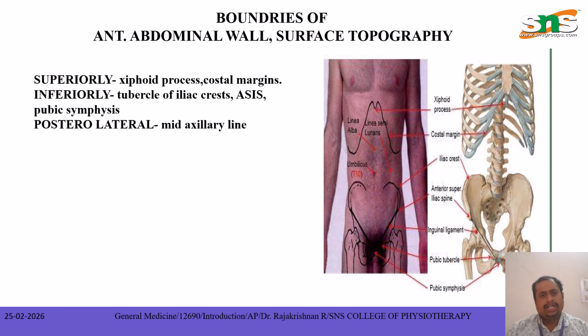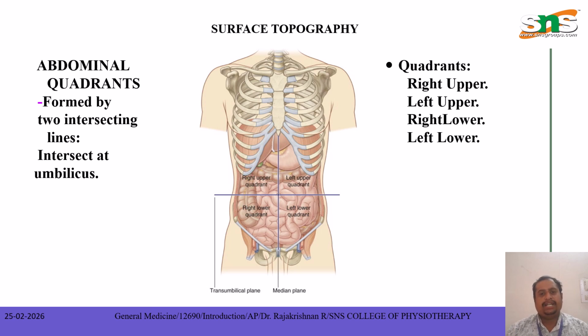Then, as we see, it is the anterior abdominal wall. In the anterior abdominal wall, superiorly it is bounded by the xiphoid process of the sternum and the costal margins of the ribs. Inferiorly, the tubercle of the iliac crest, the ASIS, that is the anterior superior iliac spine, and the pubic symphysis form the boundary. And posterolaterally, the mid axillary line divides the anterior and posterior abdominal walls.